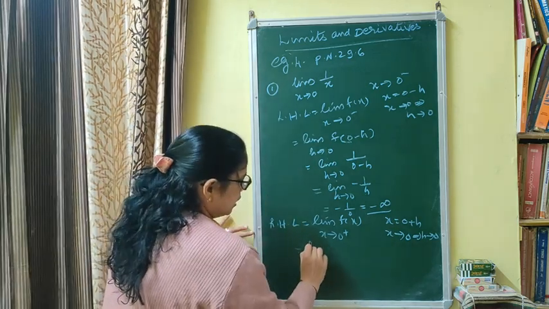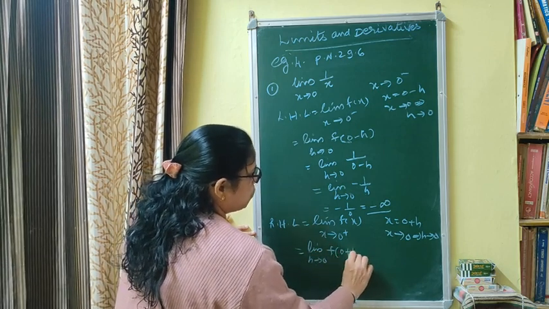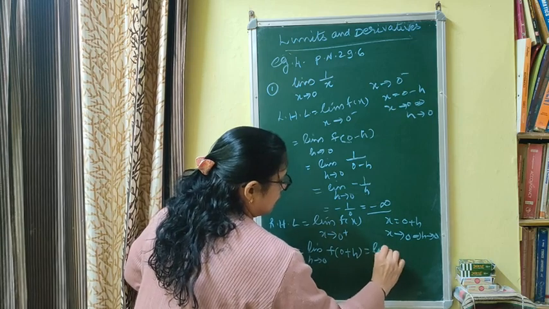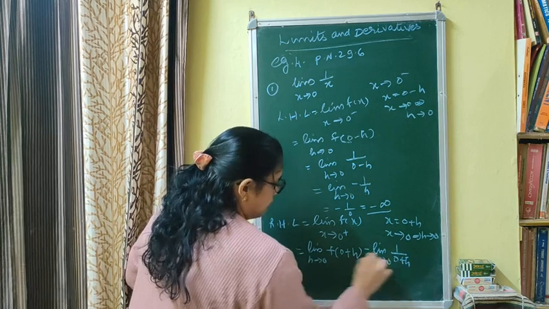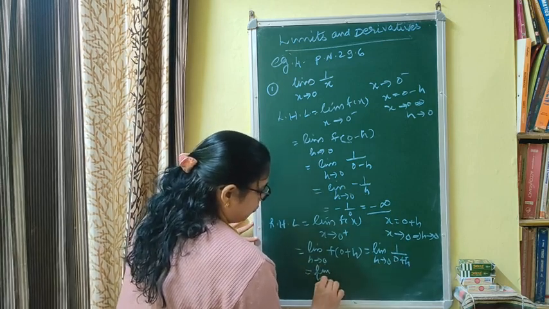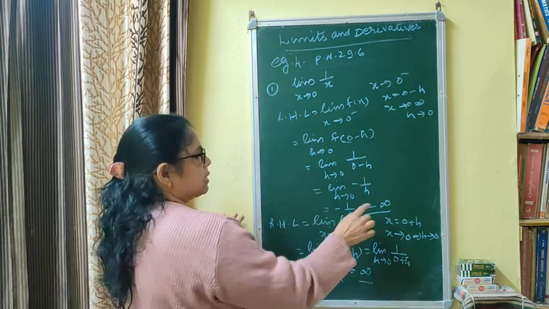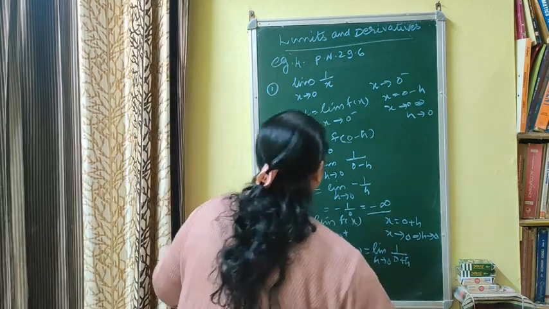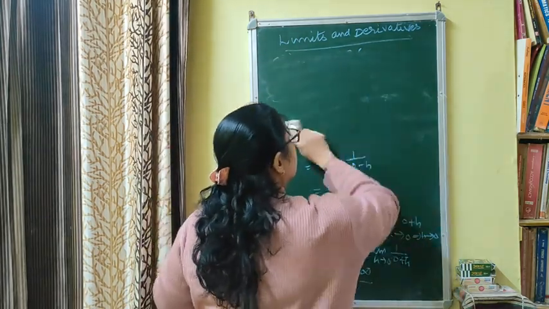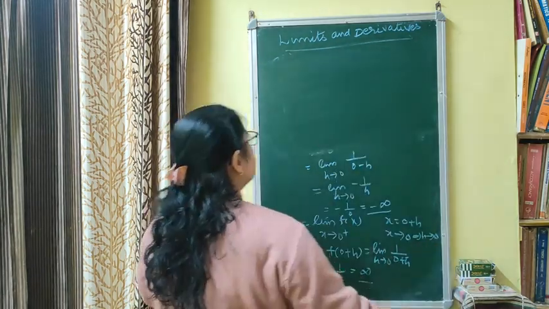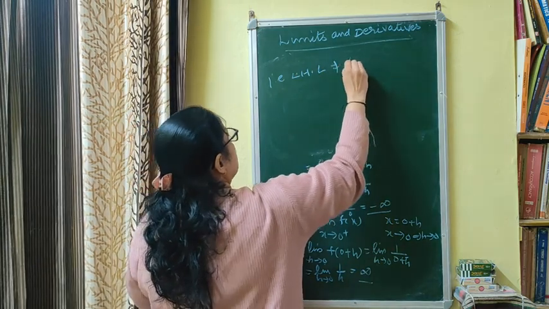Now this becomes, in terms of h, limit f of 0 plus h, that is limit 1 by 0 plus h. That means limit 1 by h. Now you can put the value, 1 by 0 is infinity. That is, left hand limit is minus infinity and right hand limit is plus infinity. That means both the limits are different. You can conclude that left hand limit is not equal to right hand limit.